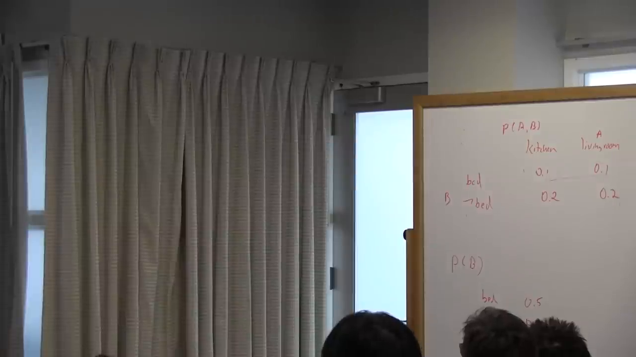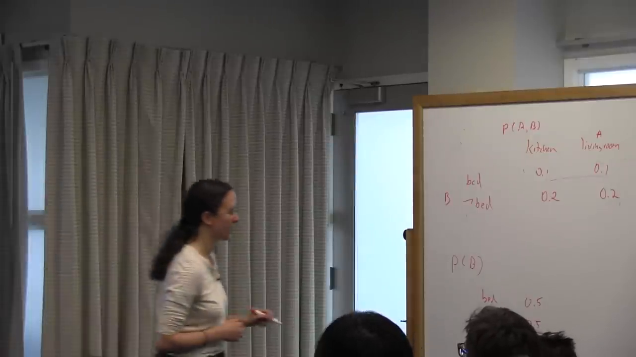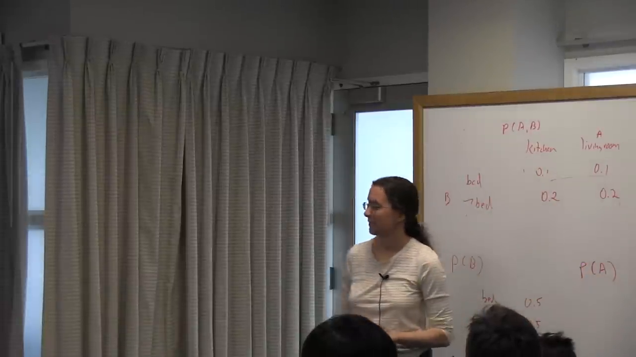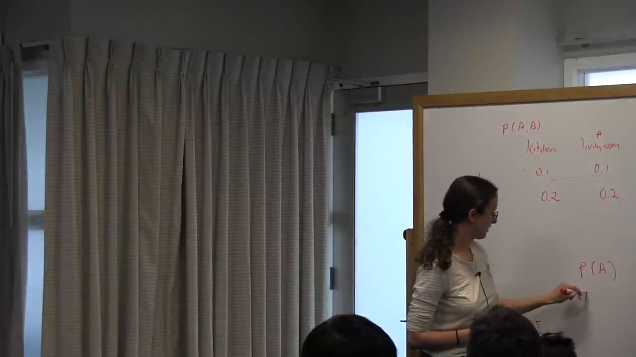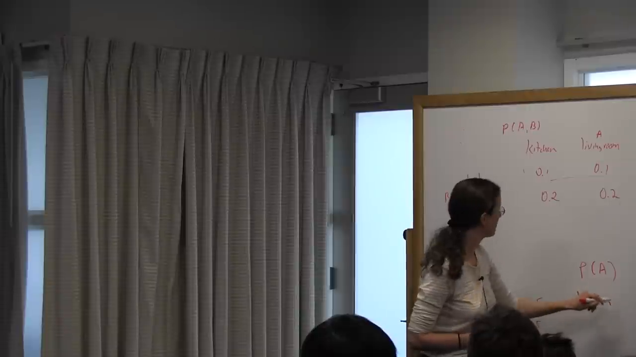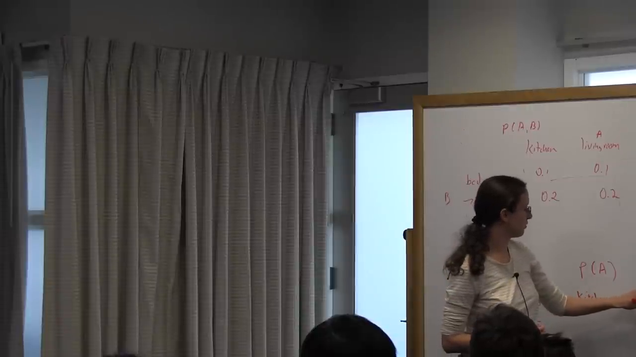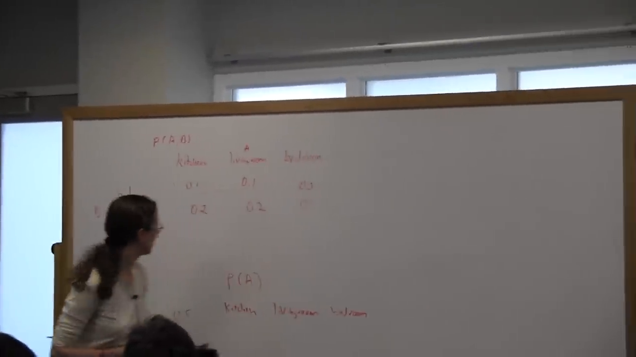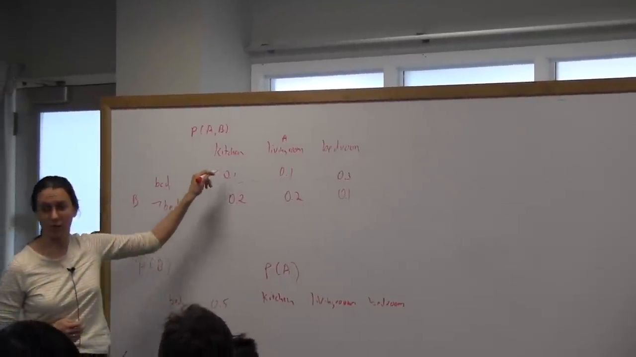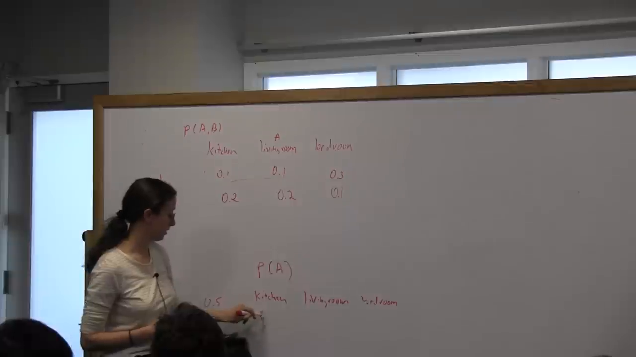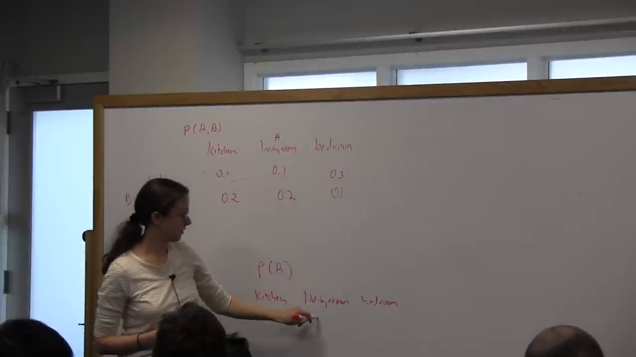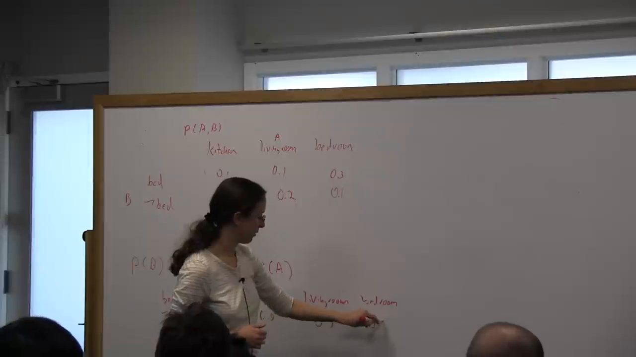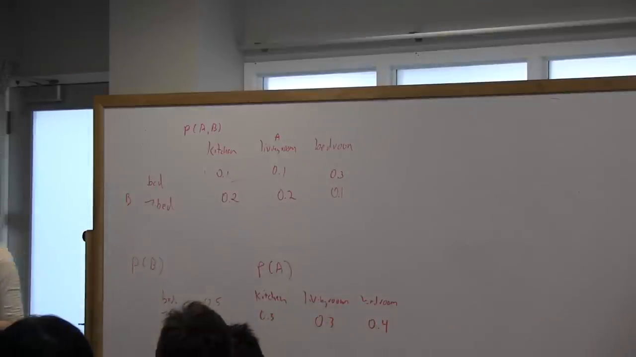All right, so now what does it look like for A, just for fun? Kitchen, living room, bedroom. So I sum up the columns now, right? 0.3, 0.3, and 0.4.